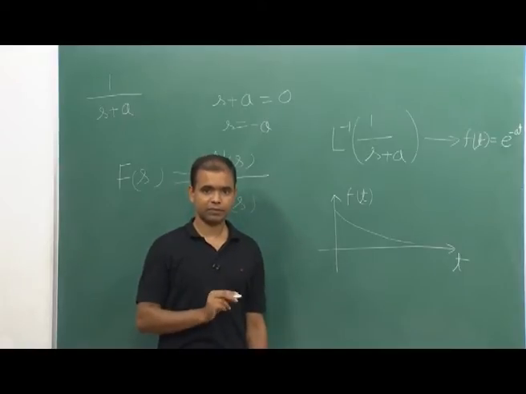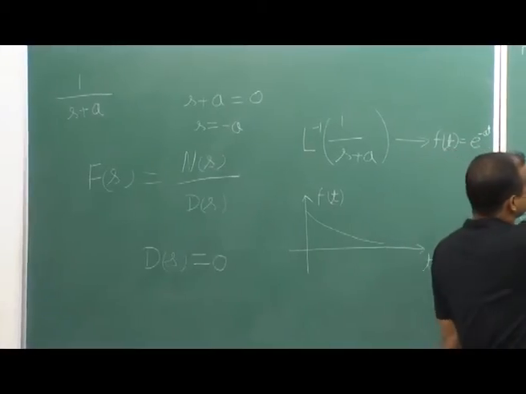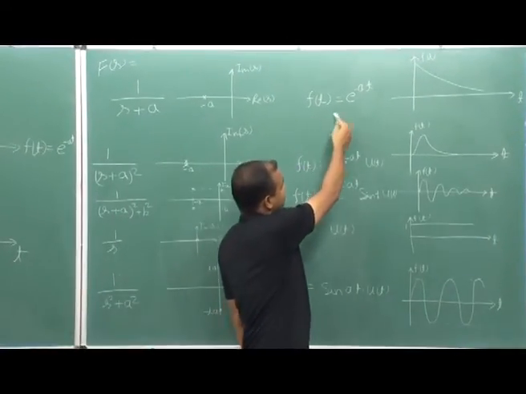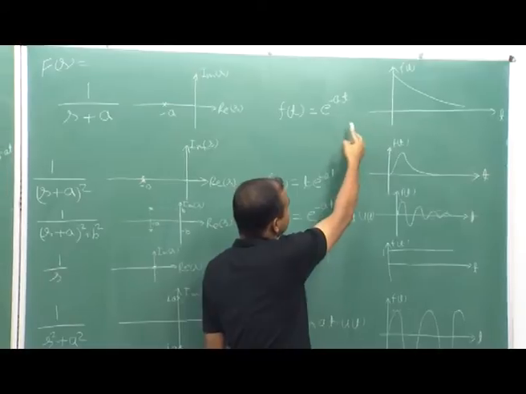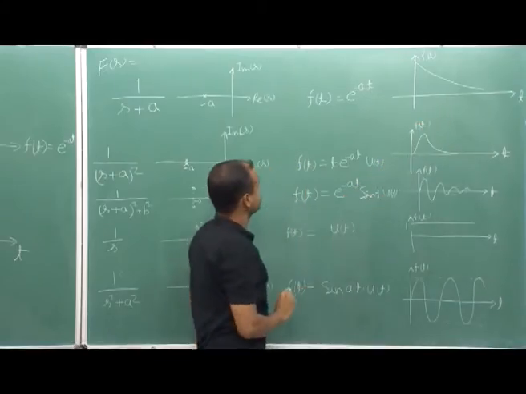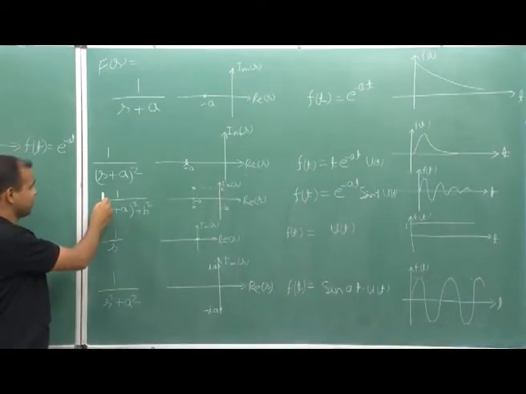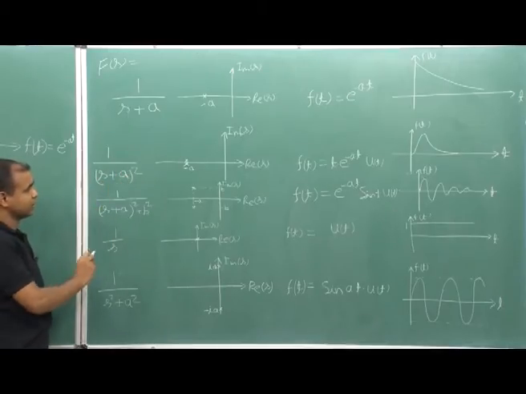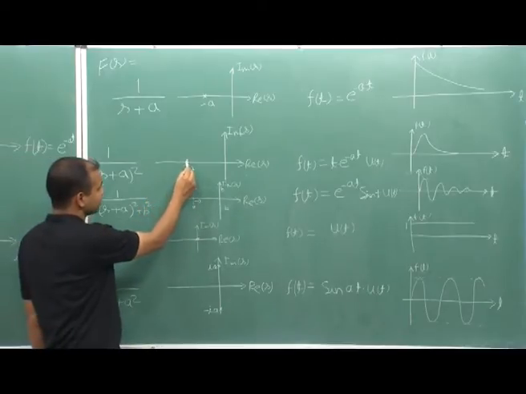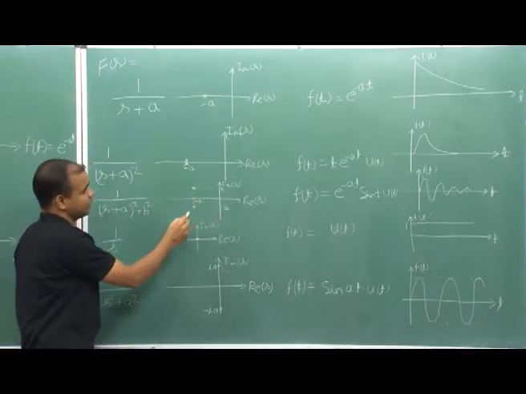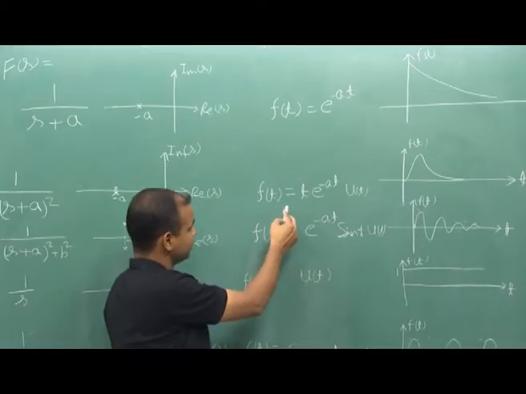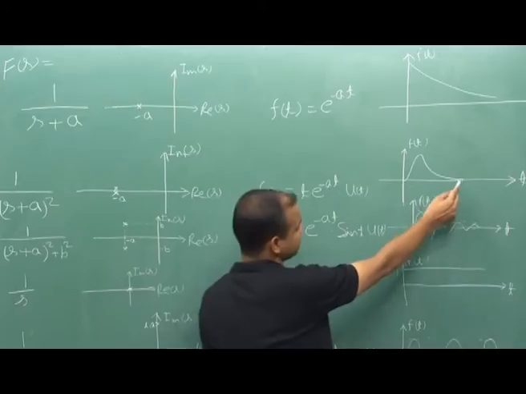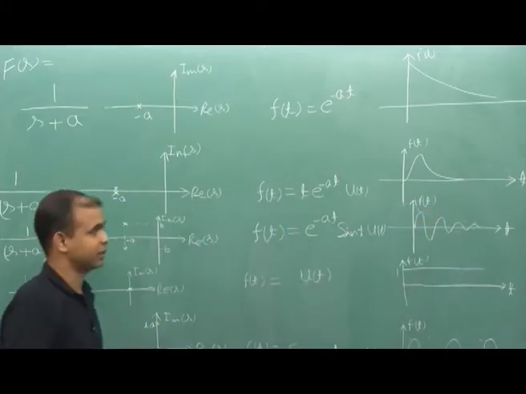Let us see more examples. Let me write on the board. If my pole is at -a, in time domain f(t) will be e^(-at), and the response will be like this. If my transfer function is 1/(s + a)^2, in this case I will have two poles at s = -a, and its inverse Laplace will give us f(t) = t e^(-at) u(t), and it will look like this. In this case also the system is stable.